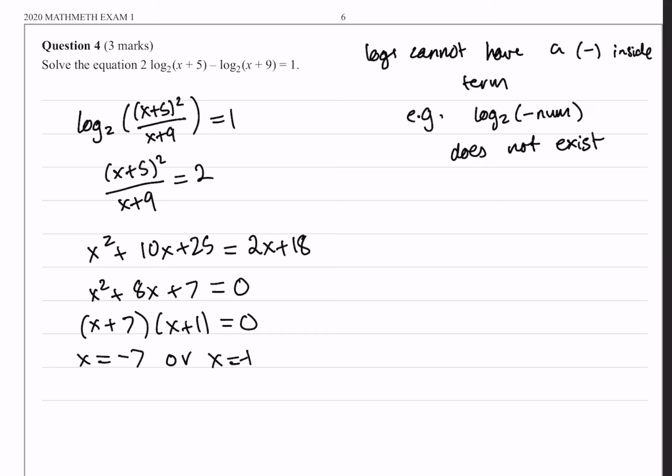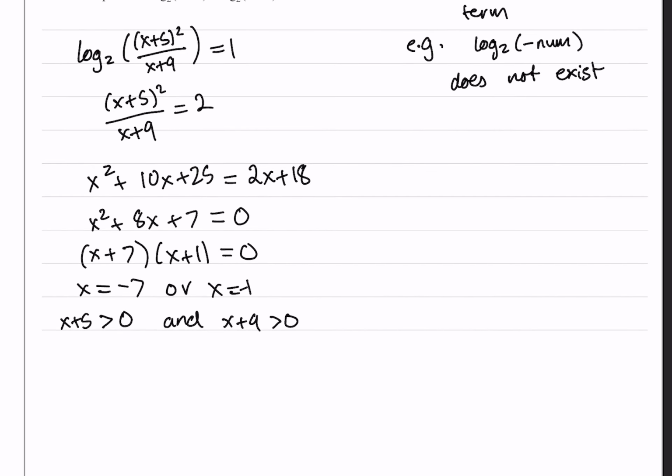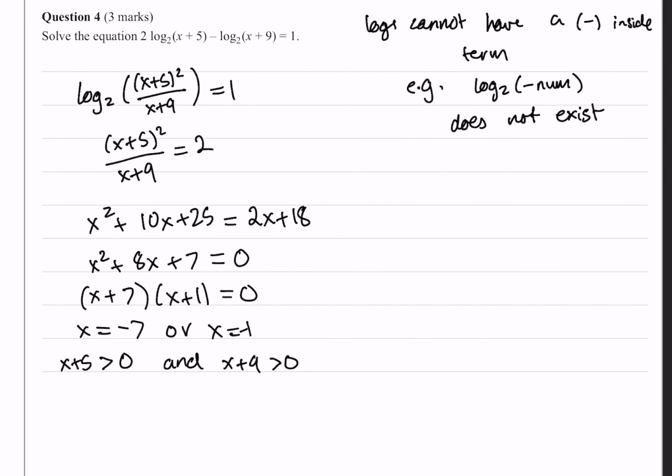So in this question we have two logs. We have x plus 5 as the middle term of one log, and x plus 9 as the middle term of another log. And we know that we can't have the log of a negative number, so the inside of both of these logs have to be greater than 0 for the whole thing to exist.